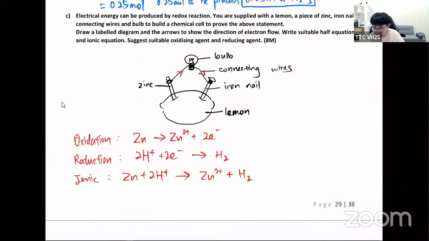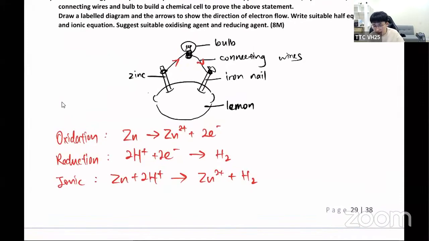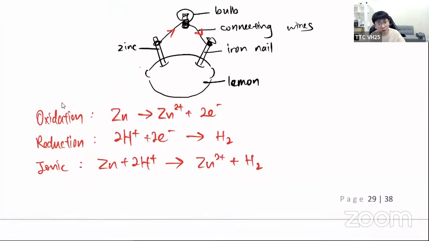Okay, so done with ionic, we're going to go for suggesting a suitable oxidizing agent and a suitable reducing agent. According to our oxidation and reduction, what undergoes oxidation and what undergoes reduction will have the opposite agent name.